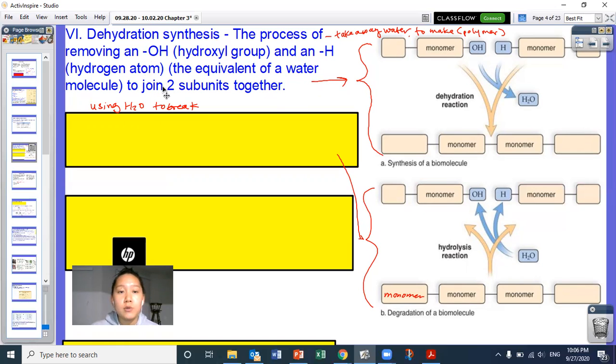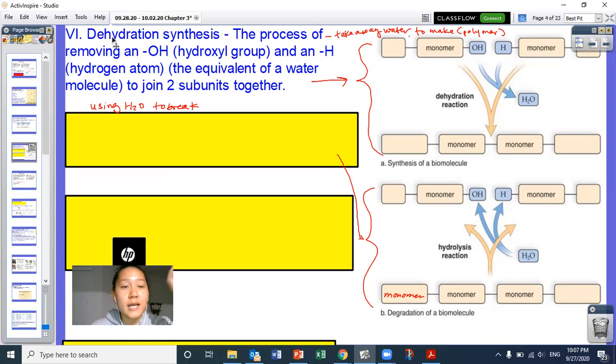So joining 2 subunits means that you're actually combining them. So that means you're starting with 2 separate pieces, 2 monomers. And when you do dehydration synthesis, then they become a chain, right? You see the 2 monomers still, and they're connected by a chain. And when you're doing the connection, a water molecule pops out and leaves. So just to explain the name, the name actually explains the process.